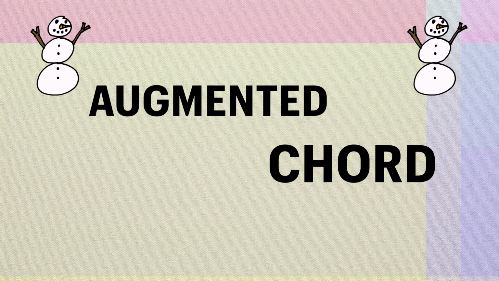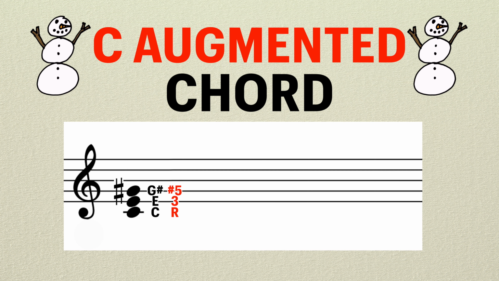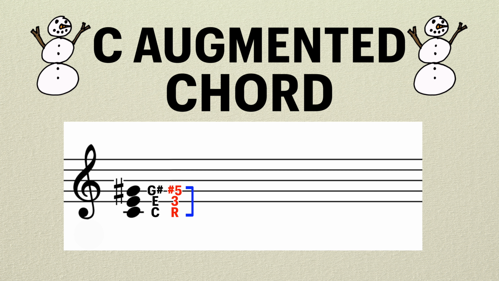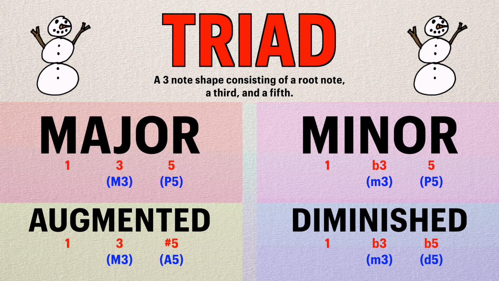The augmented chord takes us in a brighter direction. The third is normal, but the fifth is raised a half step, giving us the notes C, E, and G sharp. A raised fifth is also referred to as an augmented fifth, and augmented chords usually have a plus symbol next to them. To summarize, here are the 4 types of triads altogether.